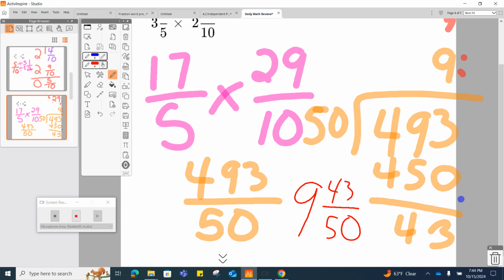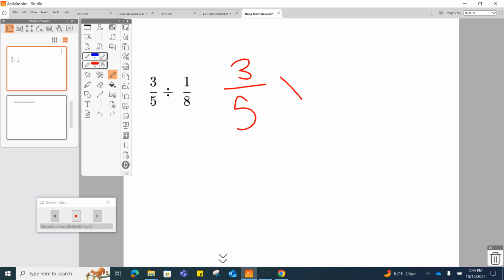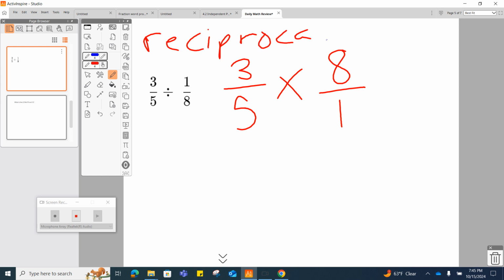Okay. And the last problem, whoops, that's an old one, is our division problem, which we learned today is keep the first fraction, change the division to a multiplication sign, and flip the last fraction to the reciprocal. Okay, so 3 times 8 is 24 fifths.